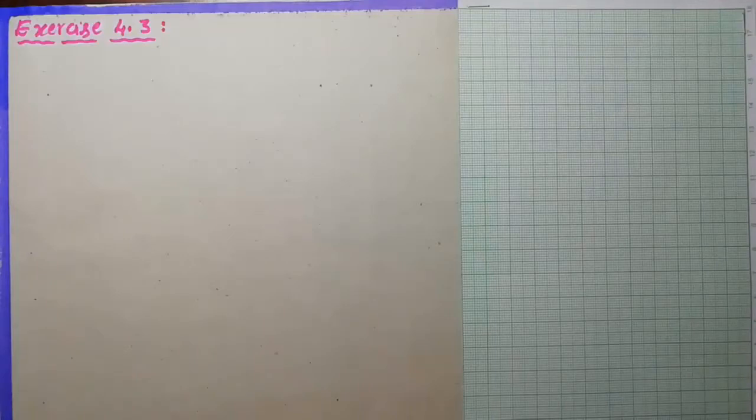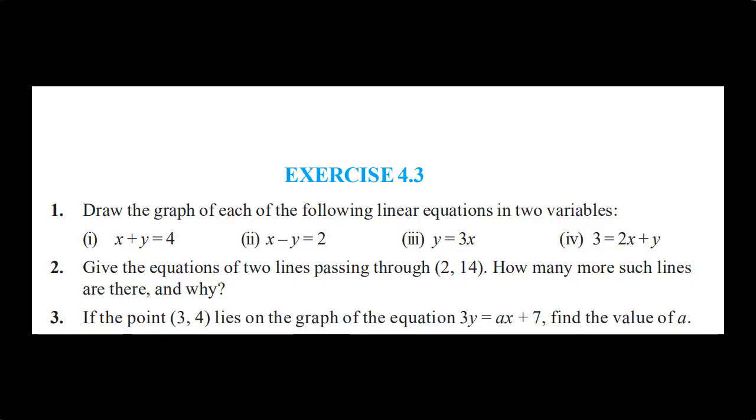Now I will move on to exercise 4.3. So look at the first question. Draw the graph of each of the following linear equations in two variables. And he has given 4 sub questions for you, meaning you have to draw a graph for each sub question. The first one is x plus y is equal to 4, second one x minus y is equal to 2, third one y is equal to 3x, fourth one 3 is equal to 2x plus y.